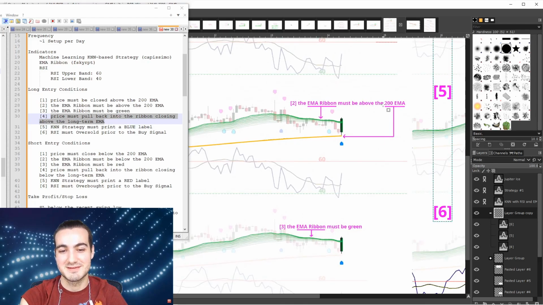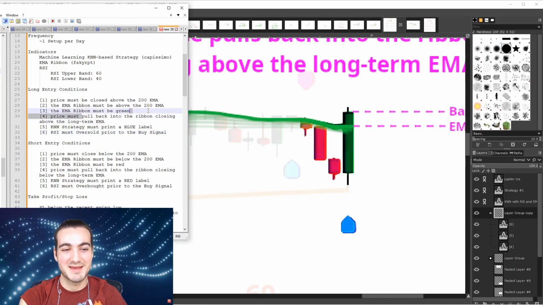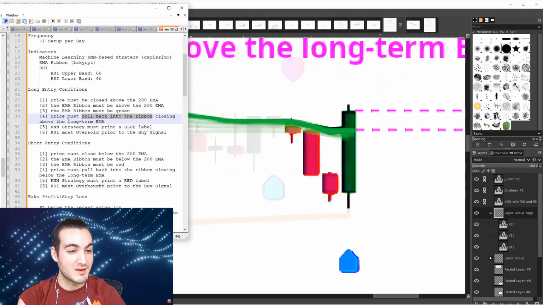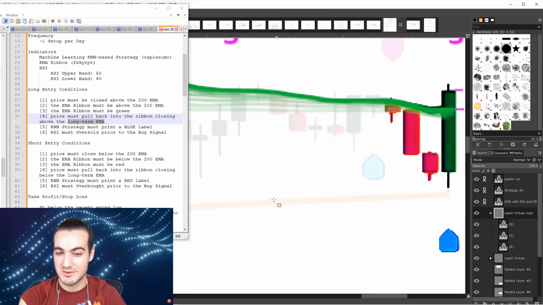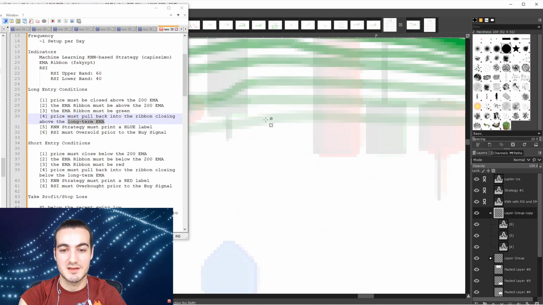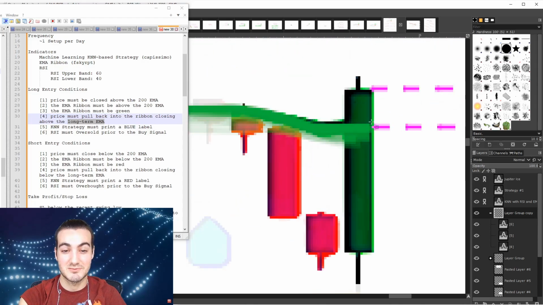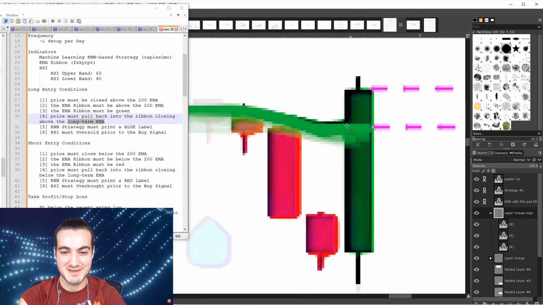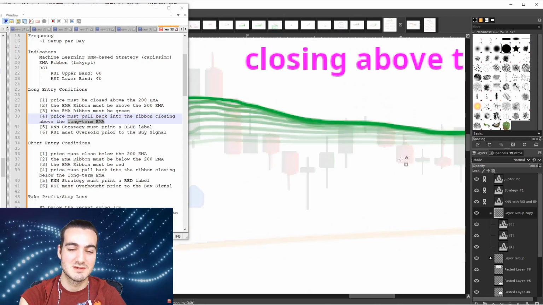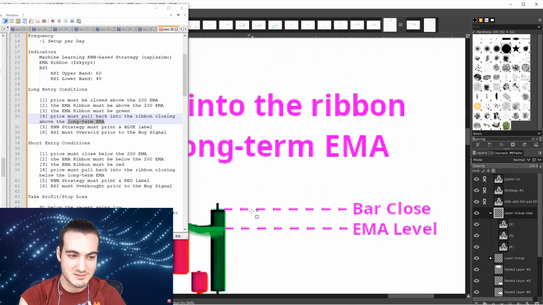Oh, no, never mind. Sorry, we skipped a step, which is price pulling back to the ribbon, and then closing above the long-term EMA. And when he says long-term EMA, he's not talking about the 200 period EMA. He's talking about, like I said, this bottom line here, because that's the one in the ribbon that has the longest periodicity. In this case, all the ribbons converge together, so it's hard to see, but he is talking about, I believe, the lowest EMA in the ribbon. So we have that marked down here, and we have the bar closes above it.